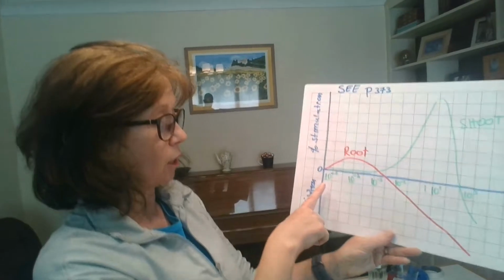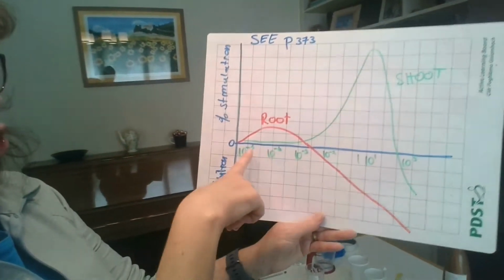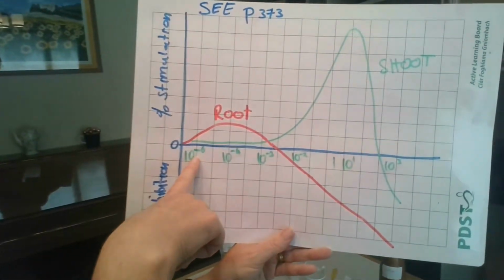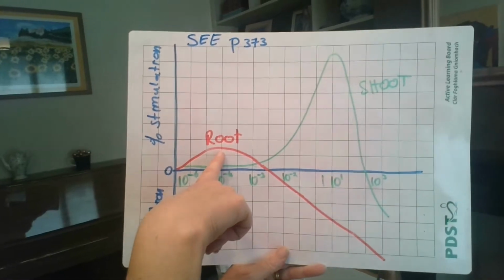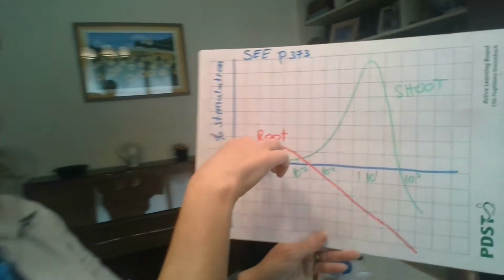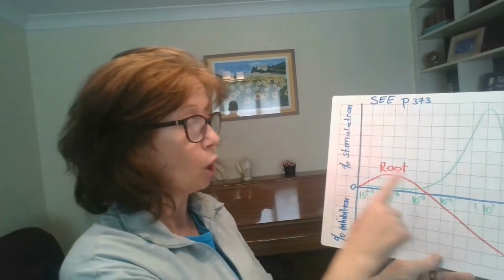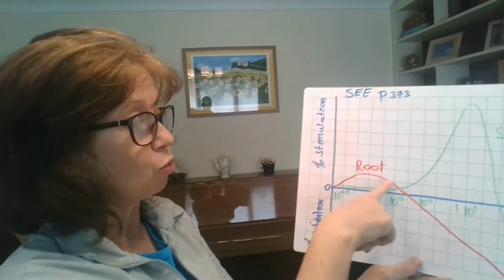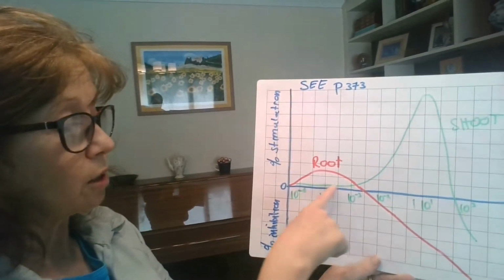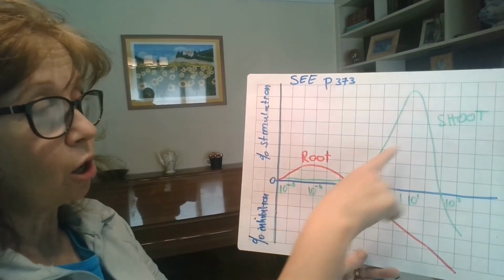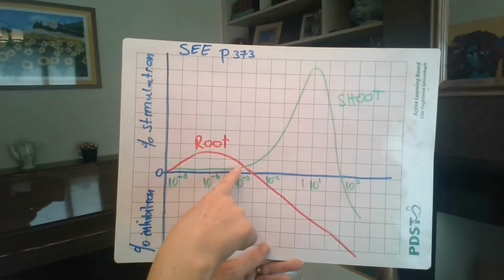So looking at it here, these are very low concentrations of IAA, and they increase root growth. Now, I think low, well, the roots are down low. That's how I will remember that one. My roots are down low, so low concentration encourages root growth. Looking at the green line, low concentration had no effect on shoot growth. So basically, shoot growth was the same as the control.